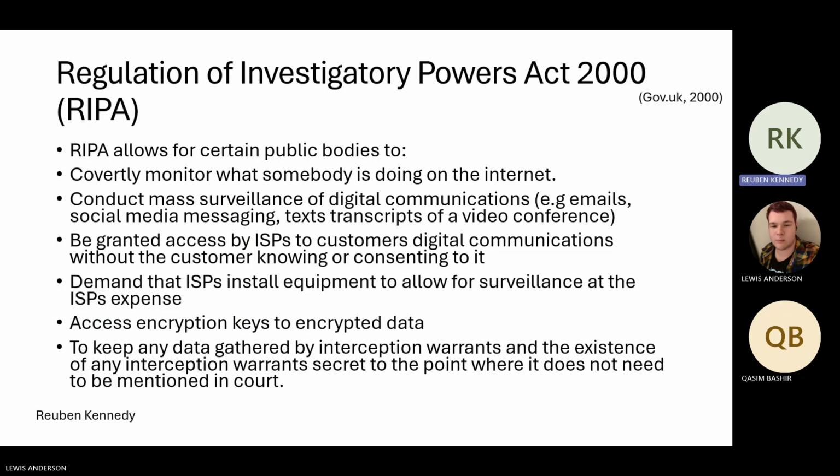Or RIPA, which allows certain public bodies to conduct covert surveillance and conduct mass surveillance of digital communications through emails, social media messaging, text, transcripts of video conferences. They can also be granted access by internet service providers to customers' digital communications without the customer knowing or consenting to it. They can also demand that the ISP installs equipment to allow them to do so at the expense of the ISP. They can also access encryption keys to encrypted data so that they can decrypt it.